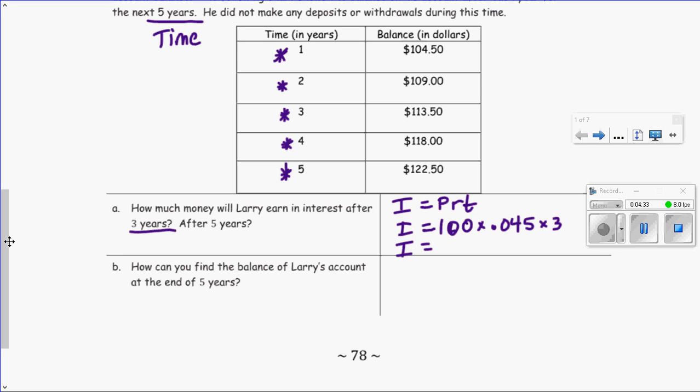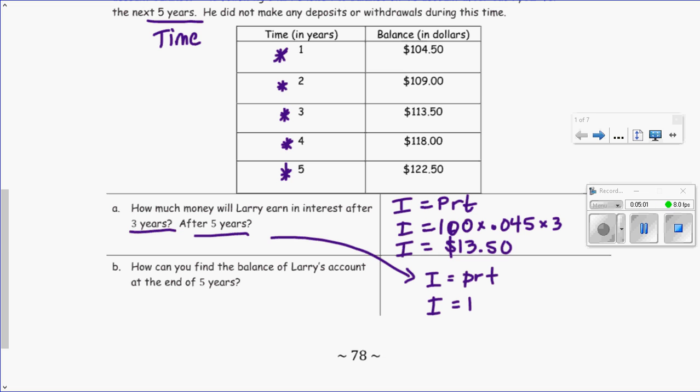Remember, this is simple interest. Okay, did you get $13.50? Good. Go ahead and try the 5 years by yourself. And in fact, you can put it down here because the next question has to do with that. Okay, go ahead and calculate how much he will earn after 5 years. So it's the exact same thing, except you're going to use 5 instead of 3 for time. Okay, pause it and try it.